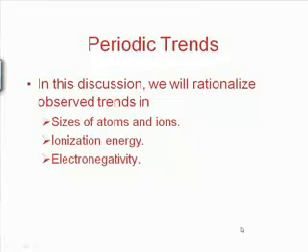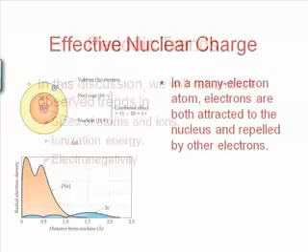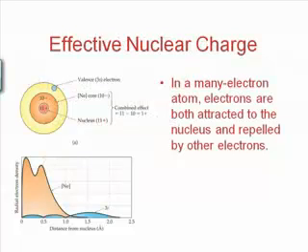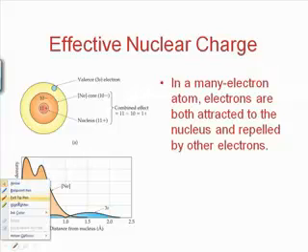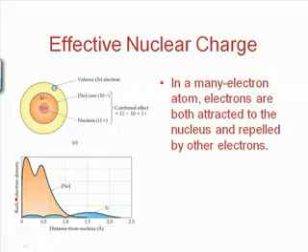In this discussion, we're going to look at trends in the observed values of the radius of atoms and of ions, ionization energy, and electronegativity. In looking at the reasons behind the observed trends, there are two things that I want you to keep in mind. Both of these contribute to this thing called effective nuclear charge.